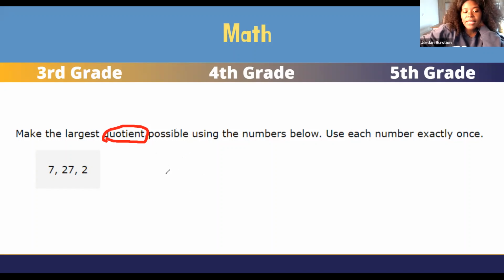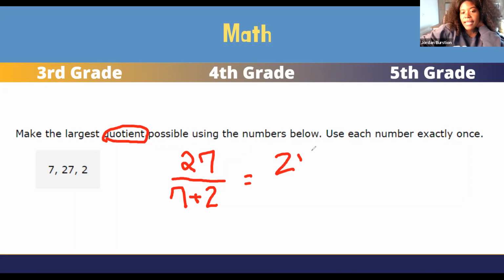So one way we could do this is 27 divided by 7 plus 2, which is the same as 27 divided by 9. Okay. And so I'll skip walking through this problem for now because we don't have any 5th graders on the call with us right now.